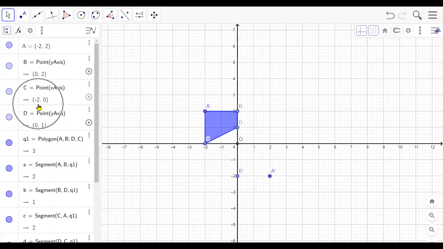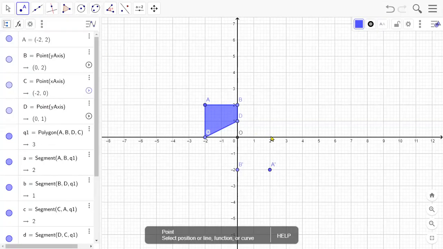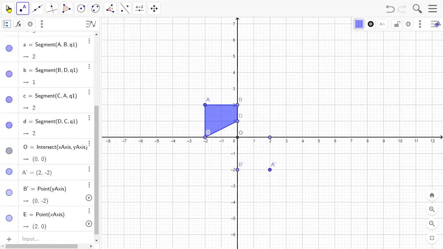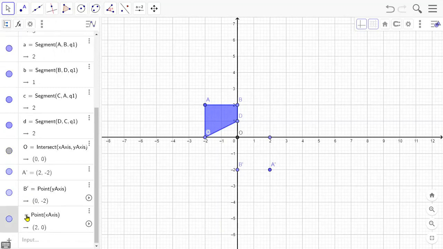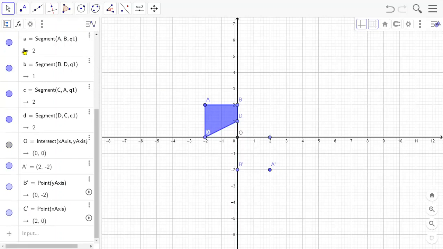Here, the coordinate of the point C is -2, 0. Let's change its sign. After changing its sign, the point will be 2, 0. Okay, 2, 0 is this point. And what will be its name? It is just the name: C dash. Okay, C dash.